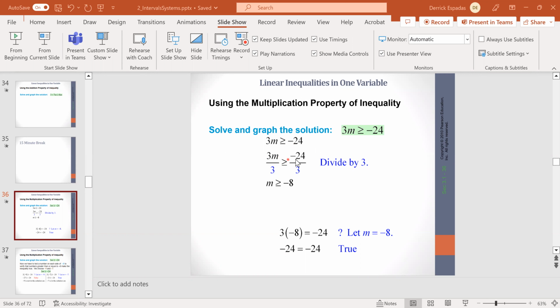But since we did it on one side, we have to do the other side. So we're going to divide negative 24 by 3, which gives us negative 8. So m is greater than or equal to negative 8.